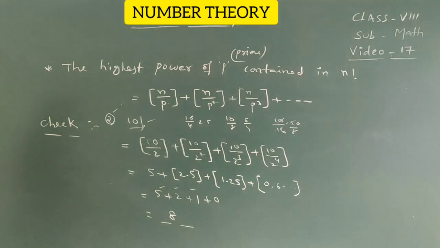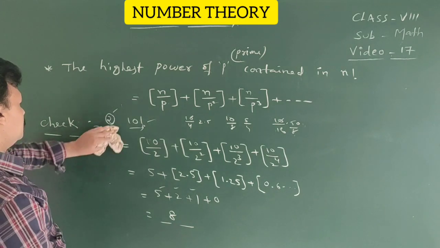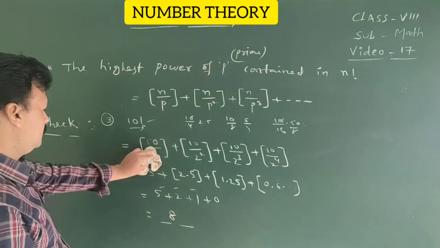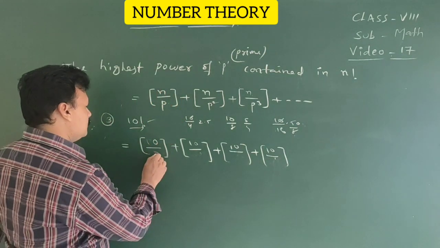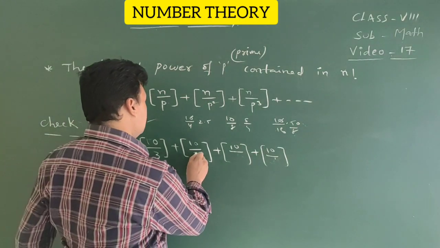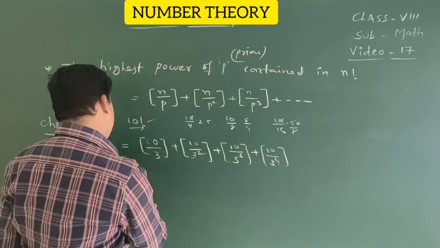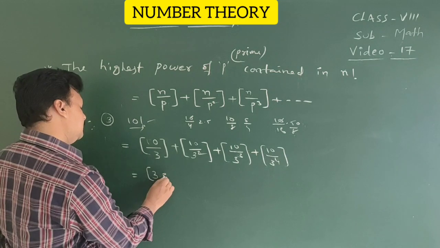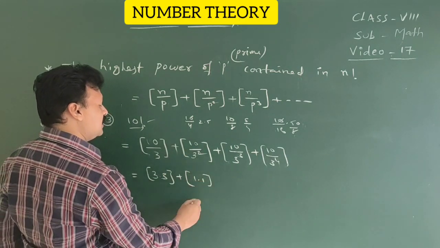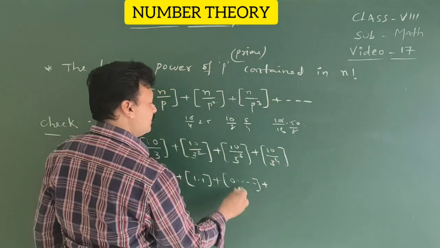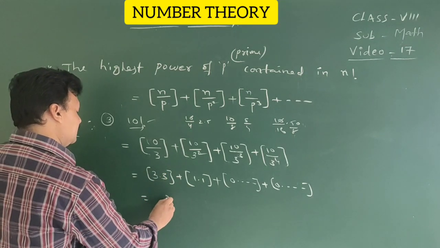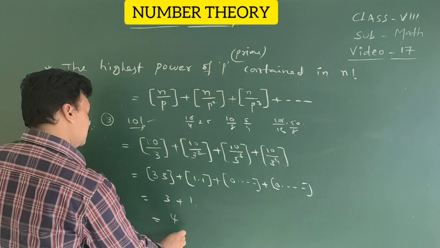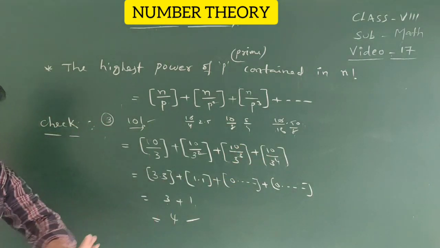Okay. Next, second result, highest power of 3. How much did we get? 4. We need to check that one. Highest power of 3 contained in 10 factorial. Here, step of 10 by 3, step of 10 by 3 square, step of 10 by 3 cube, and so on. Here 10 by 3 means 3.3 like that. 10 by 9 means 1.1 and so on. Plus here 0 point something, 10 by 27. Here 10 by 81 also 0 point something. So here step of 3.3 is 3, step of 1.1 is 1. So 3 plus 1, 4. The highest power of 3 contained in 10 factorial is 4.